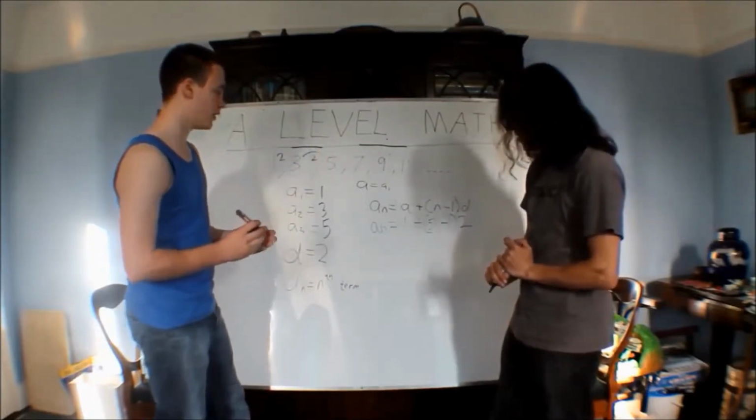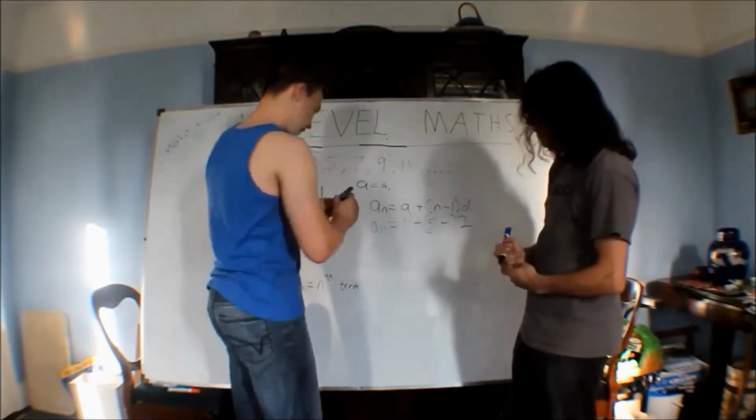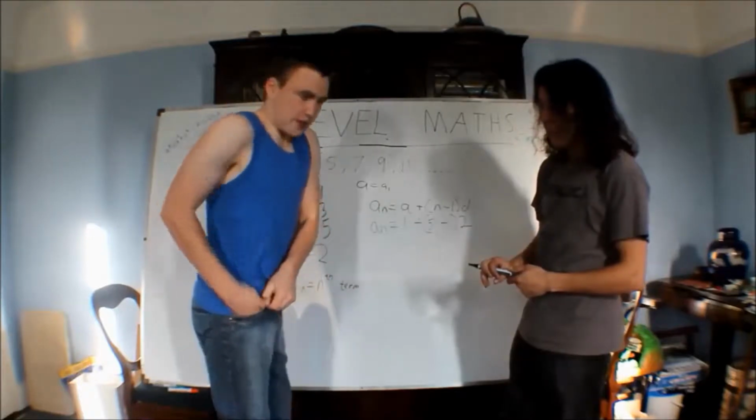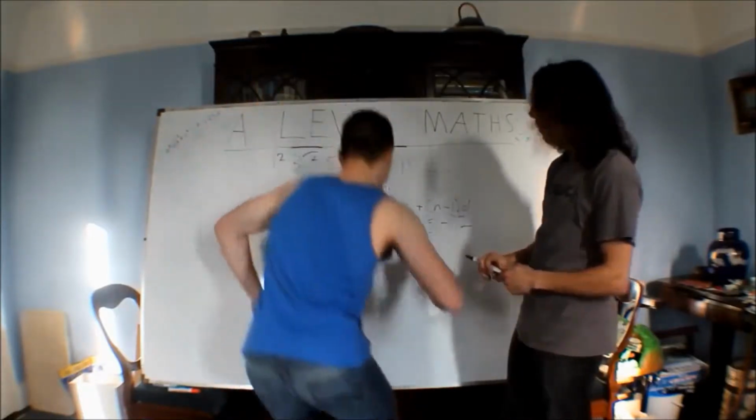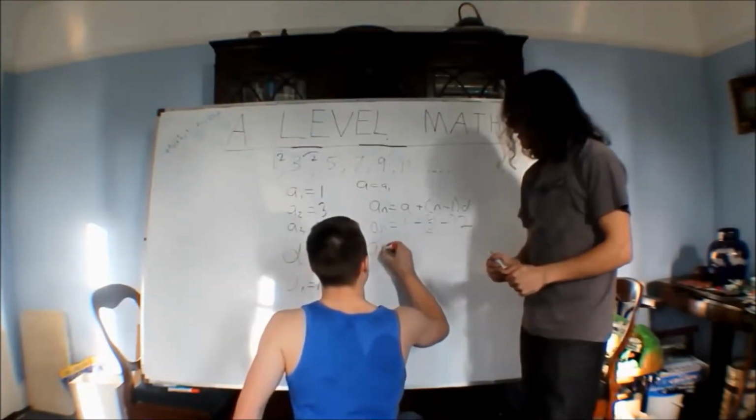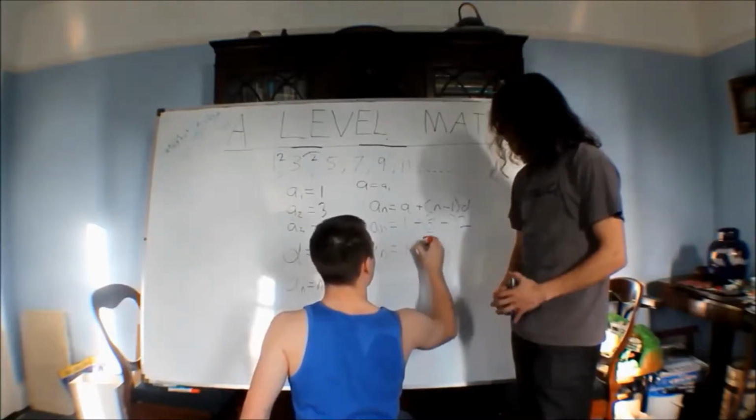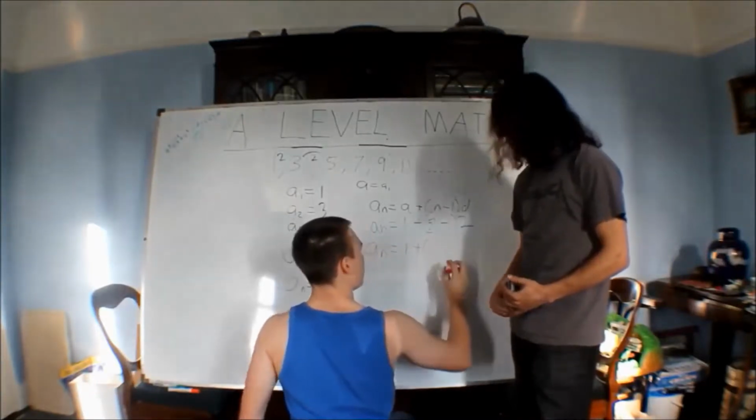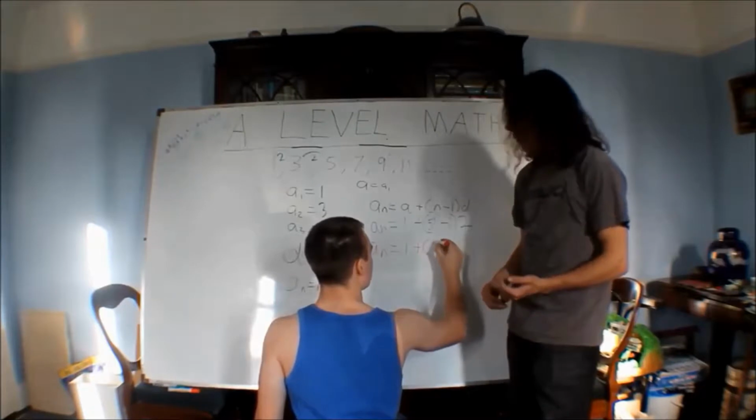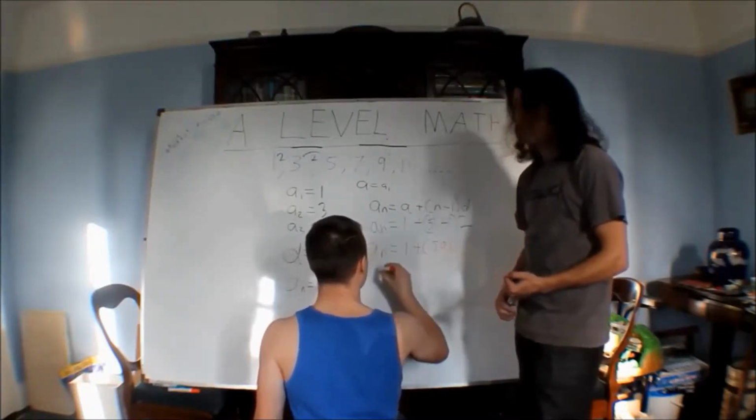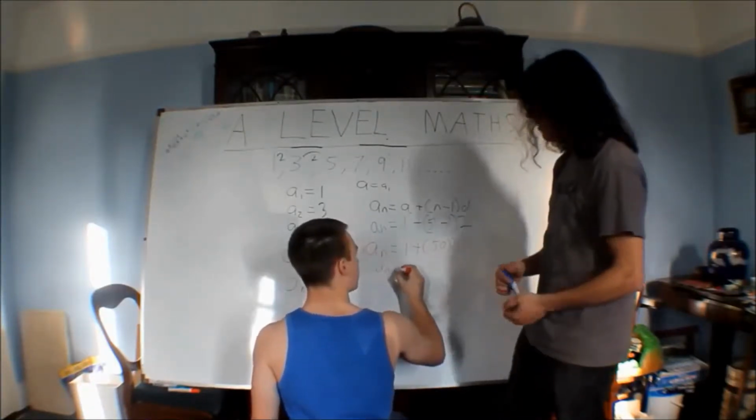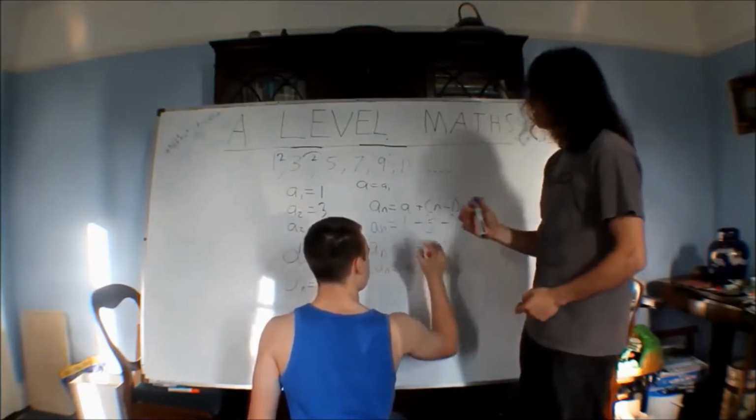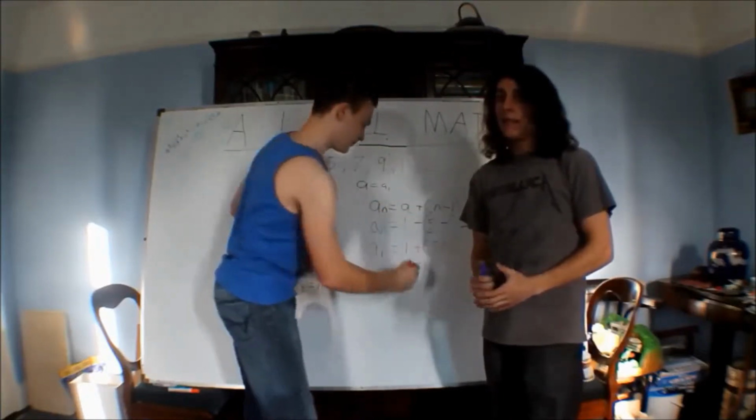So an, in fact, I'm going to get another colour. I'm going to get out a bit of red. An equals 1 plus 50 times 2, which is 100. So an equals 100 plus 1, which is 101. And that is the 51st term.